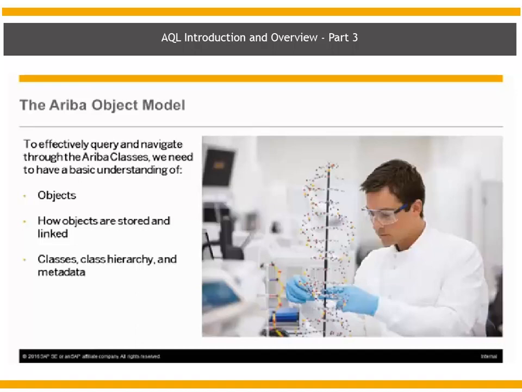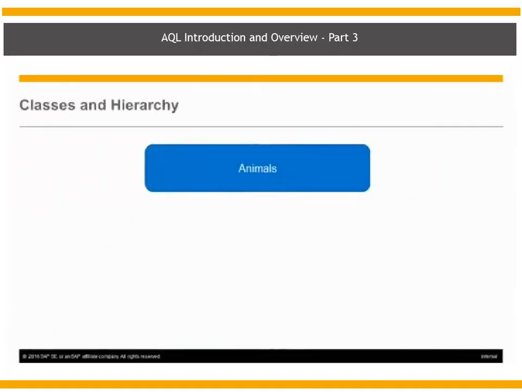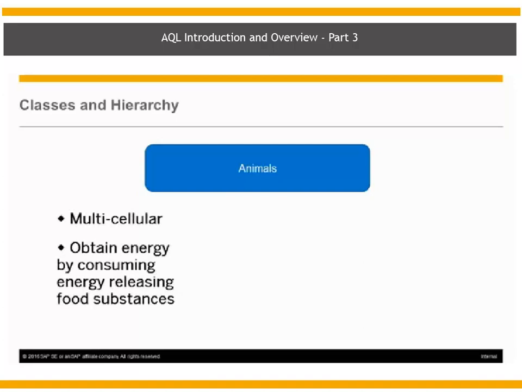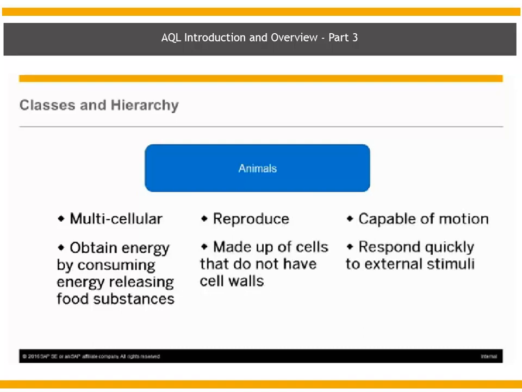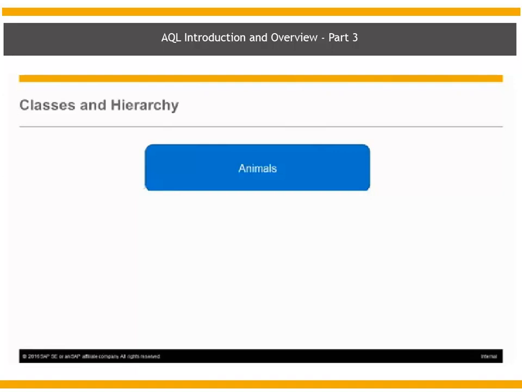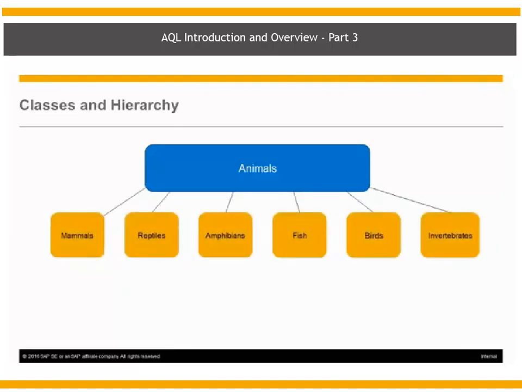Before we examine classes in the Ariba database, let's first clarify our understanding of classes by looking at a real-world example. If we look at the animal kingdom, an animal is a broad term that we use to describe organisms with a certain set of characteristics. Animals are multicellular, obtain their energy by consuming energy-releasing food substances, reproduce, are made up of cells that do not have cell walls, are capable of motion, and respond quickly to external stimuli as a result of nerve cells, muscle, or contractile tissue. Animals can further be classified in terms of mammals, reptiles, amphibians, fish, and so forth.